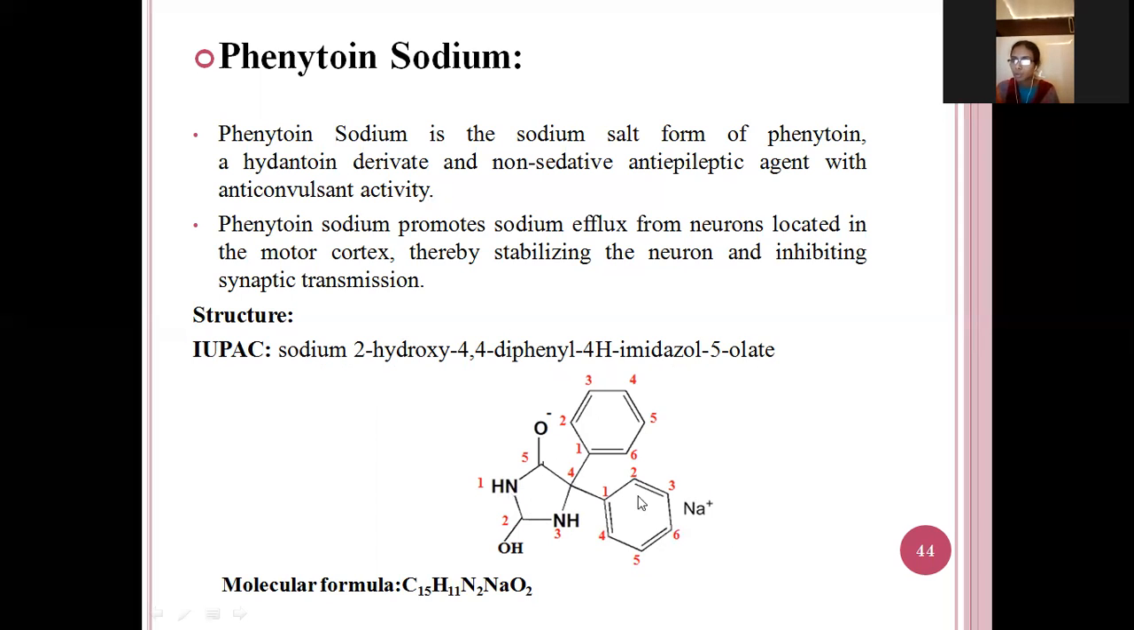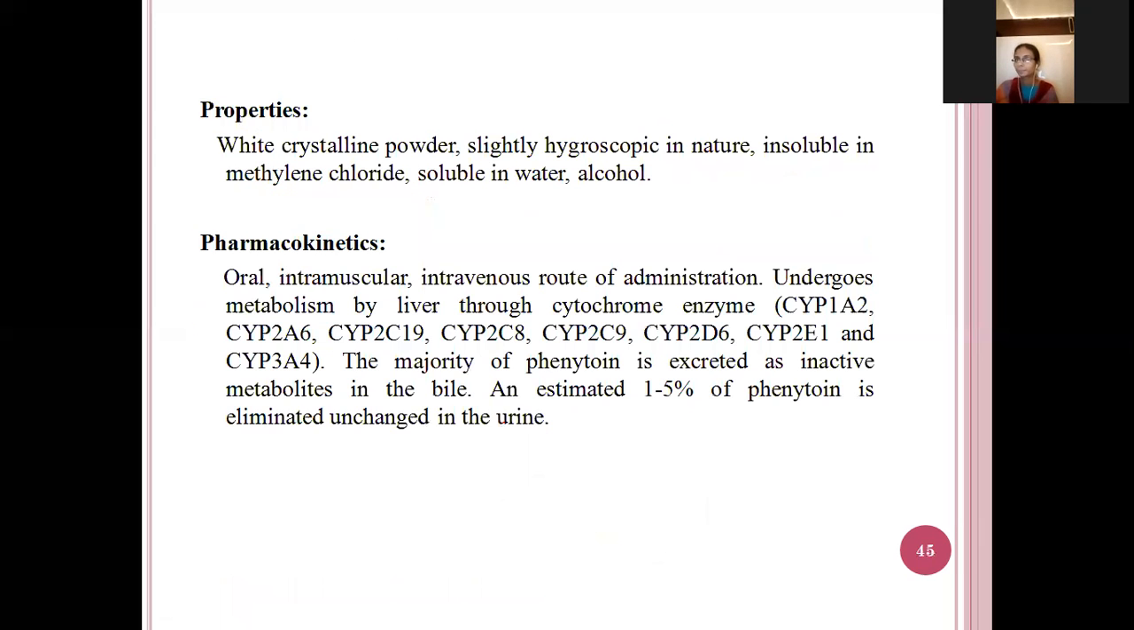Sodium 2-hydroxy 4,4-diphenyl imidazole 5-olate. So this is the structure and IUPAC name. Next properties are, it is a white crystalline powder and it is slightly hygroscopic in nature.